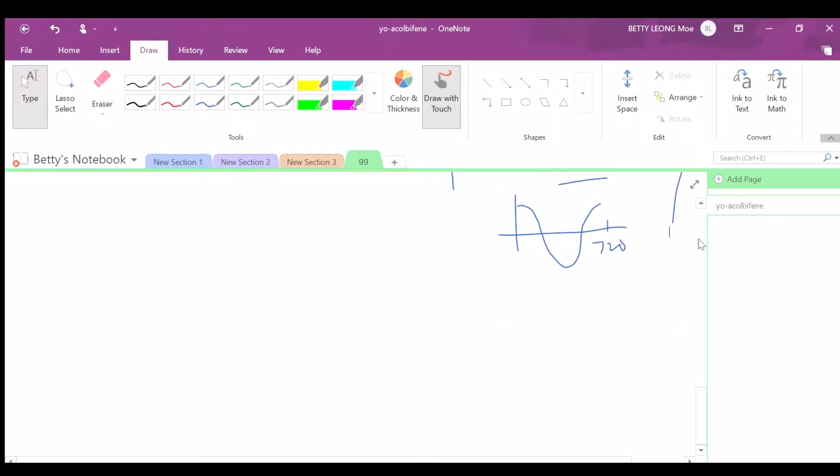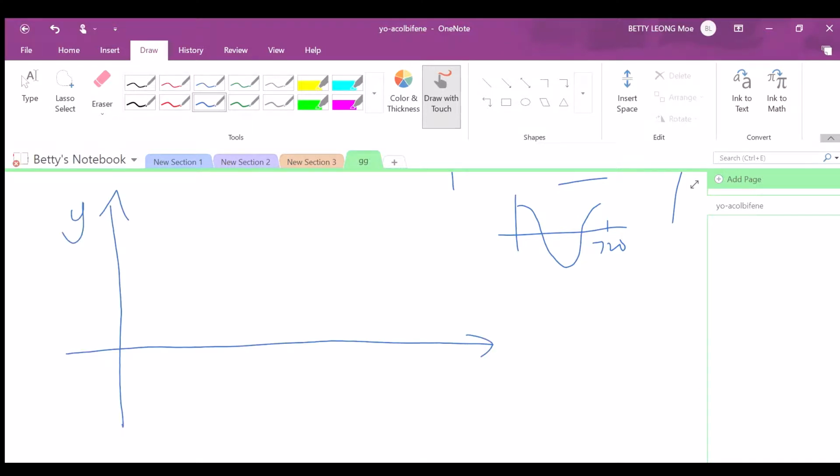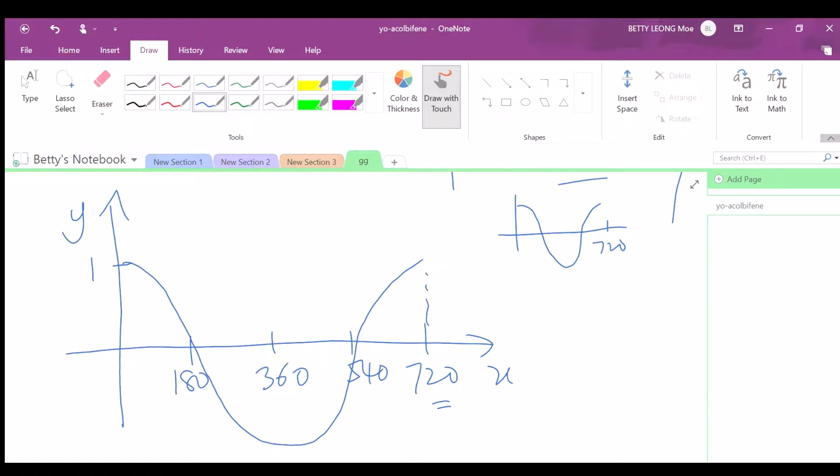Let's draw the graph. This is your y. It will be longer. X 270. So this is 360. Divide it again. This is 180. 540. So we want to have one complete cycle up to here. This was 1, also 1. So this is negative 1, your minimum value.